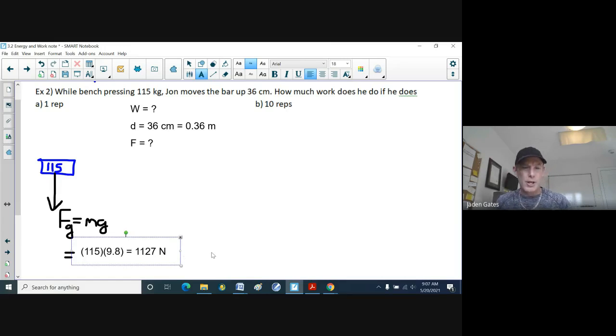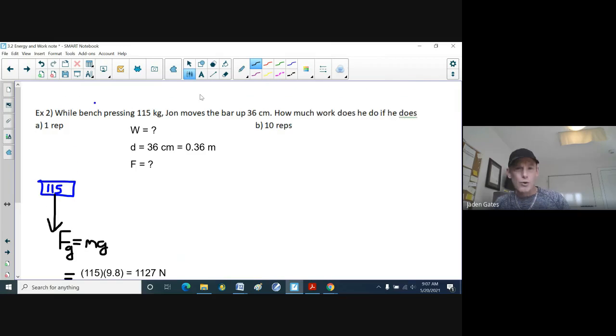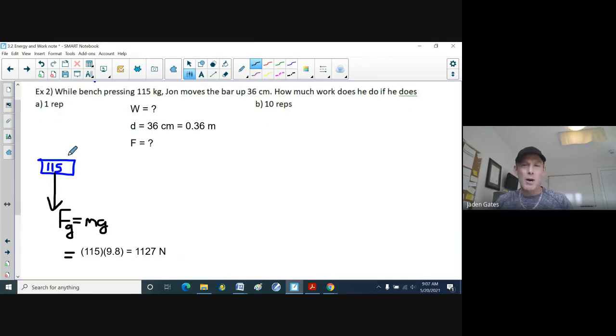1,127 newtons. Now, when this person here, what's his name? Mike? Oh, John. When John here moves the bar up, what he has to do is apply a force to counteract gravity. And so in this case, that Fa, the applied force, is going to be equal to your force of gravity. All right, and so our force here that we need to apply to lift this bar up is 1,127 newtons.